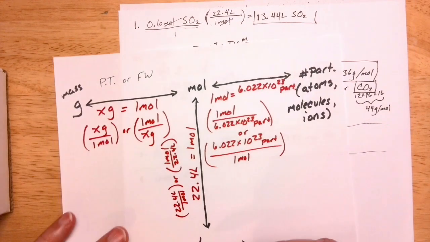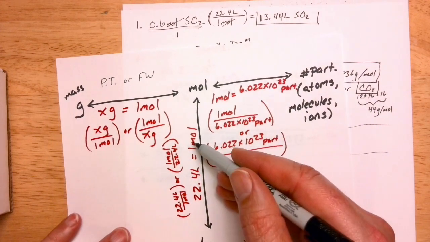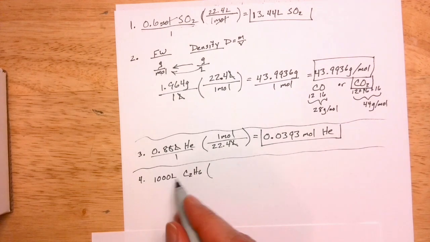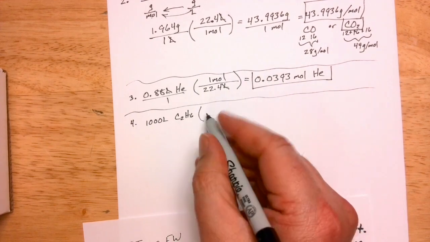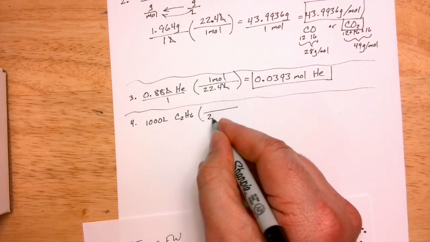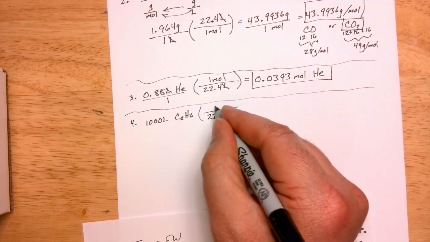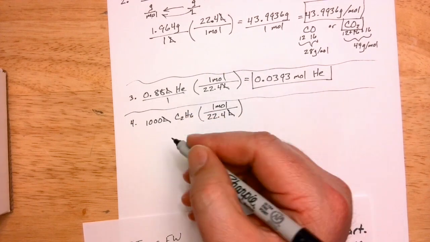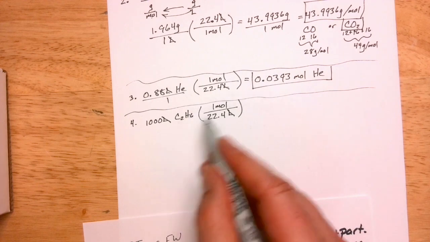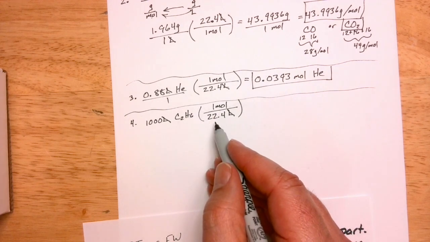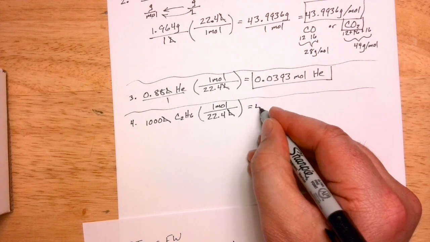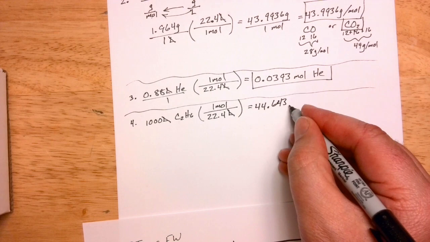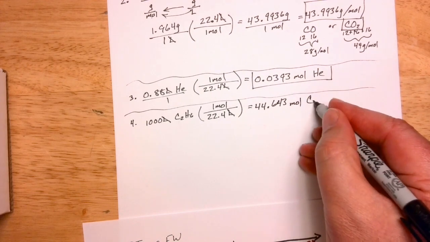So first step, liters to moles. We don't want to use this conversion. So open this up. I have the liters already. So I'm going to put 22.4 liters on the bottom, 1 mole on top. Liters are going to cancel out. So 1,000 liters times 1 divided by 22.4 comes out to be 44.643 moles of ethane, C2H6.